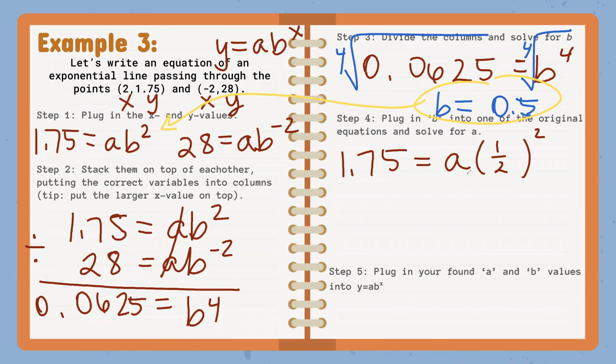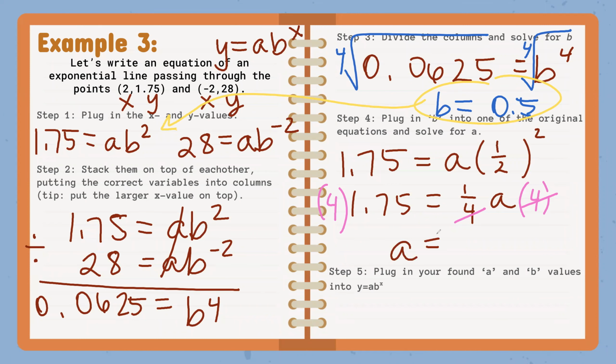Now I need to solve for a. Well, I know a half squared is 1/4. And to get a by itself, I'm going to multiply by the reciprocal of this, which is 4. So I'm going to multiply both sides by 4. And that is how I'm going to get rid of this fraction on this side. Do a little fraction busters. And I get that a is equal to, what is 4 times 1.75? And my calculator says 7.